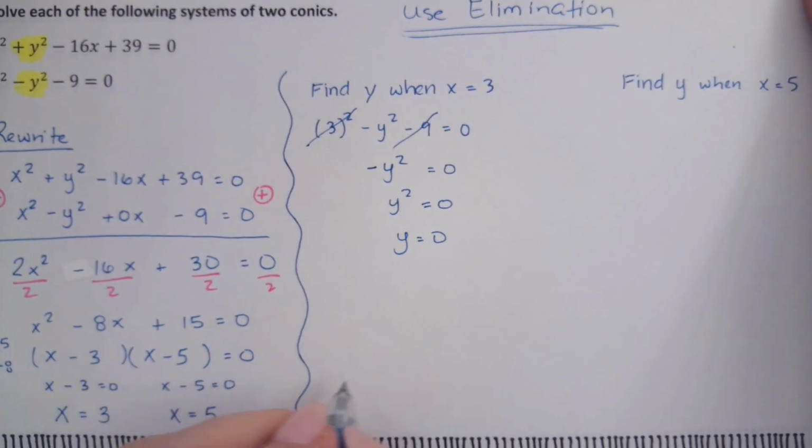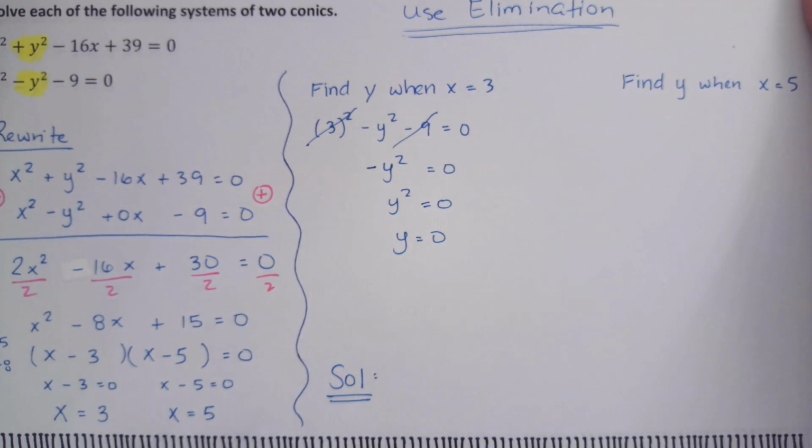Okay, so that solution, I'm going to add it to the list. What point would that be? 3, 0.